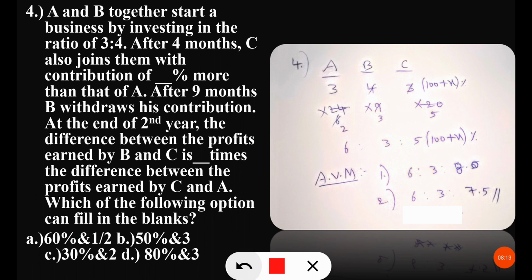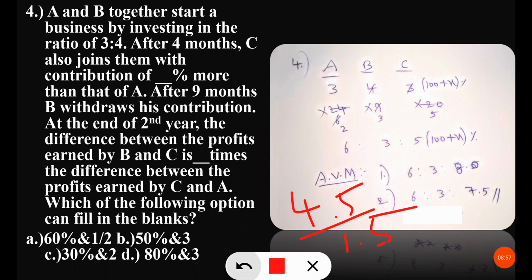Let's move to option B. Substitute 50% over here. 100 plus 50 equal to 150%. 150 into 5 is 750%. 750 by 100 equal to 7.5. That is 6:3:7.5. Difference between B and C is 4.5. Difference between A and C is 1.5. So 4.5 is 3 times that of 1.5. I repeat, 4.5 parts is thrice that of 1.5. So that's why option B is the correct answer.